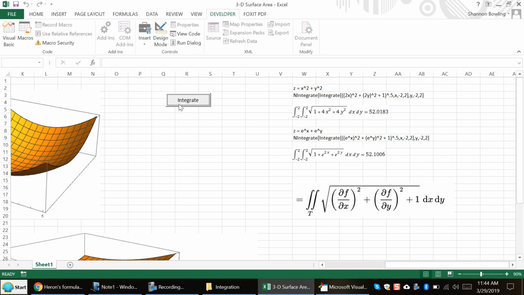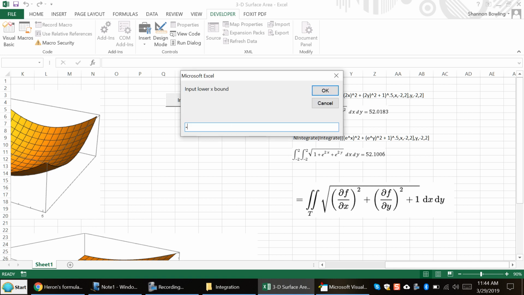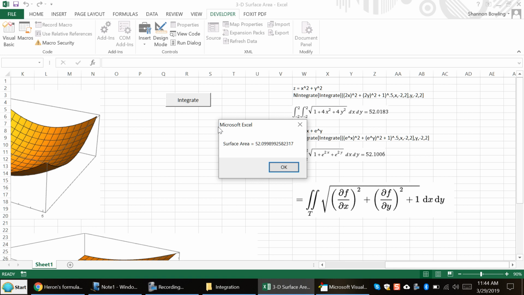Okay, so let me plug in, say, a -2, +2, a -2, a +2, and then let's plug in 100 and see what it gives. Okay, so if we plug in 100, we get 52 point, basically 09.01, so it's getting closer. All right.